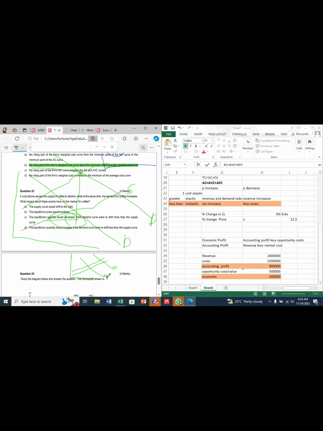So this is D0, this is D1, this is S0, and S1. So you see that the increase in the demand curve there is greater. That means now we have a greater quantity and a greater price. That is what C is saying. So the equilibrium quantity would decrease becomes a lie. If the demand curve were to shift more than the supply curve, that would be a lie, because if it were to shift more than the supply, the equilibrium quantity would actually be increasing, not decreasing. Are we together then?